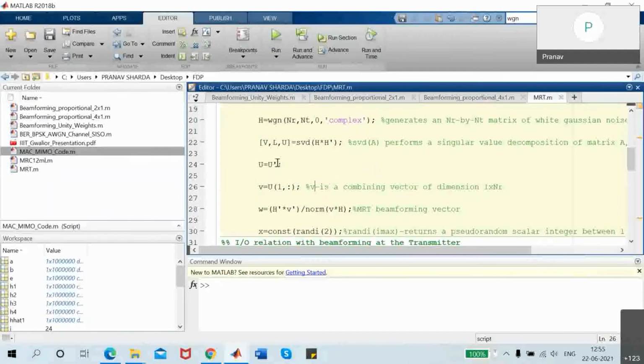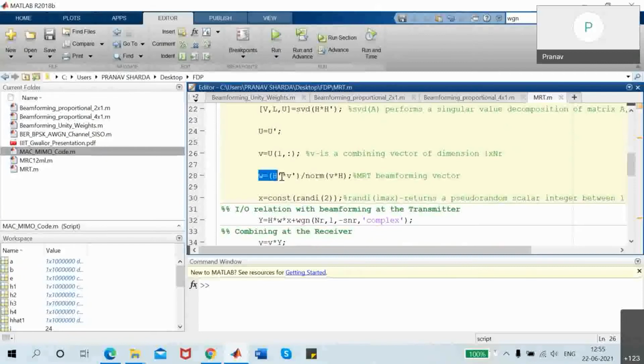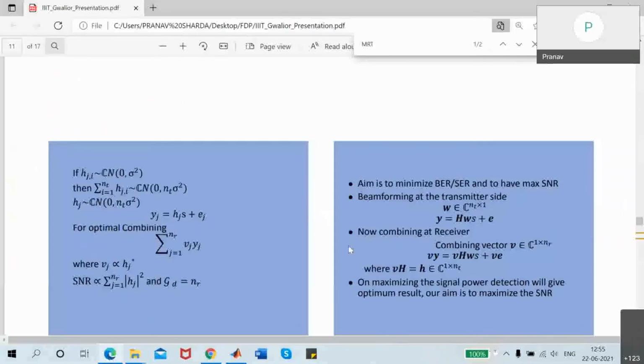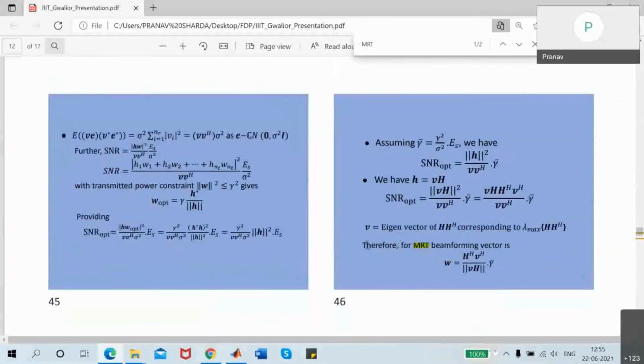Here this U will be of 2 cross 2 order because we are considering a 2 cross 2 MIMO setup. Taking the combining vector, since it is of 1 cross NR dimension, the first row of U will come in this V. This colon is basically nullifying the second row of this U. And then we are defining this MRT beamforming vector. This is the MRT beamforming vector. So we have written it in MATLAB.